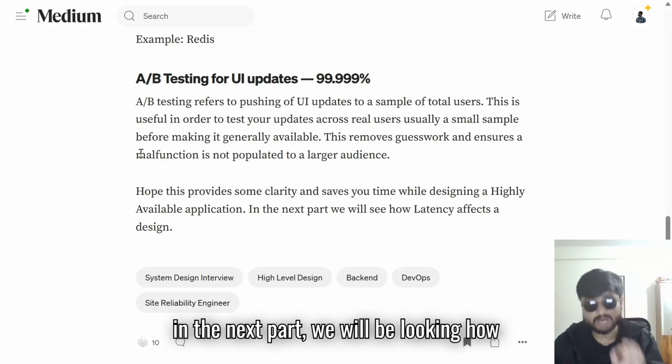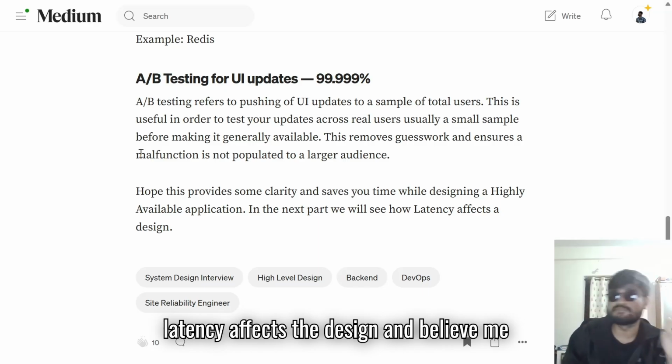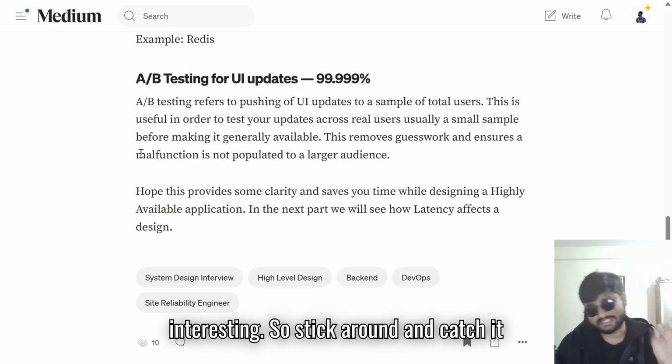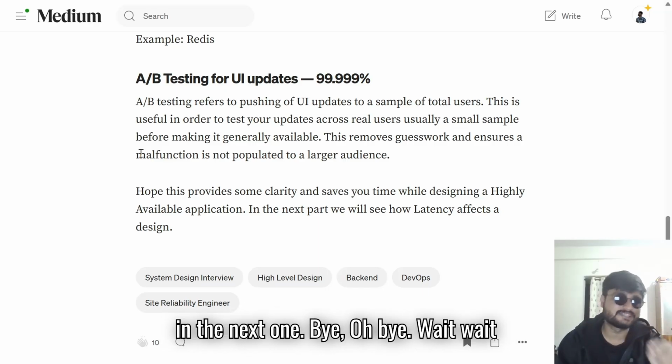In the next part, we will be looking at how latency affects the design. And believe me, man, it will be really cool and interesting.